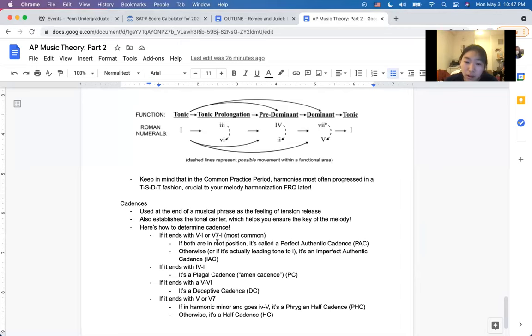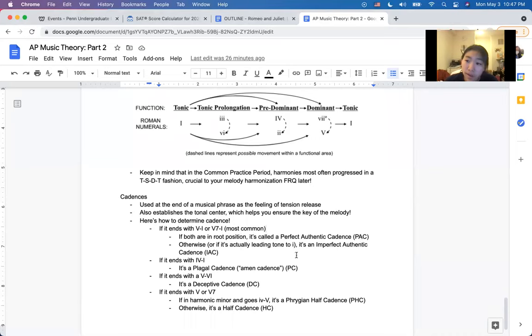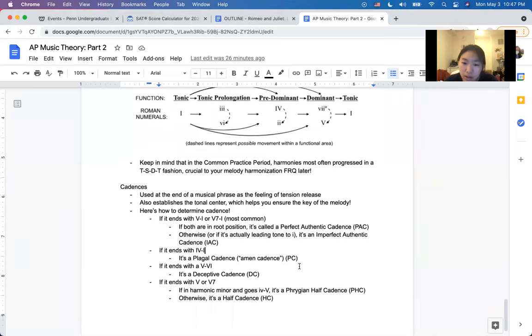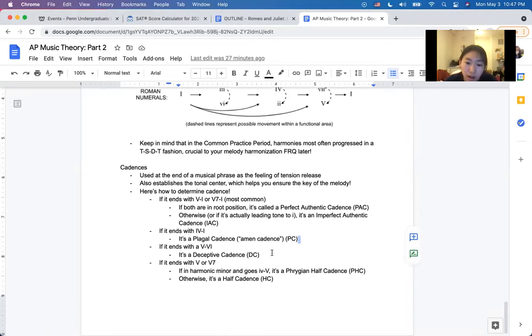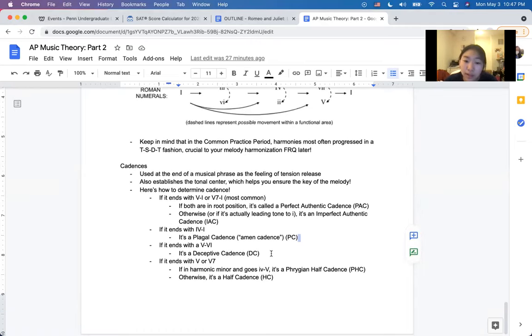Otherwise, if the conditions are not met for it to be in root position and such, or if it's actually leading tone to 1 and not 5 to 1, it's an imperfect authentic cadence. If it ends with 4 to 1, it's called a plagal cadence. You'll often hear this in, I think, church music, so that's also a really obvious signal to keep in mind. If it ends with a 5 to a 6, that is a deceptive cadence. This is the only one that's going to end with a 6th, so that also helps make it more obvious.